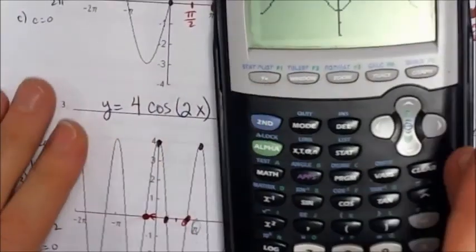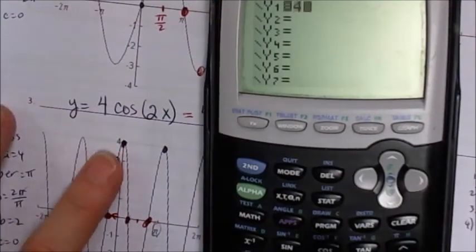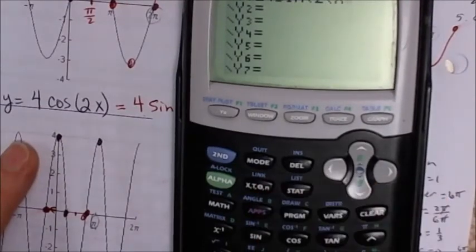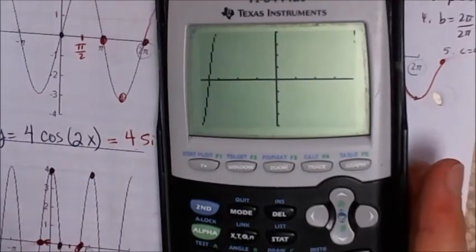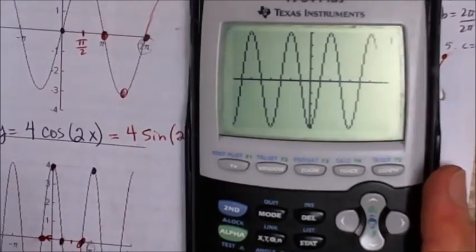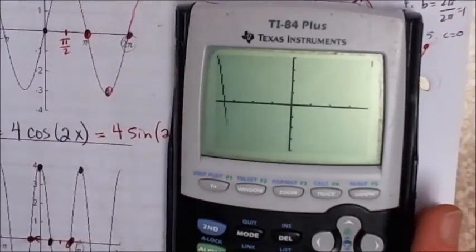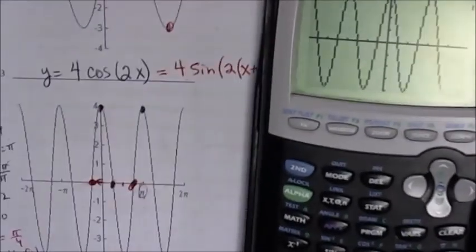And just to make sure we're okay with that, y equals 4 sine 2 parentheses x minus pi over 4, and then hopefully we've got the same graph. Oh, we don't. What happened? What did I do wrong here? Oh, I put a minus in it. It should have been a plus. Plus. There we go. That's the same graph as what we have here.